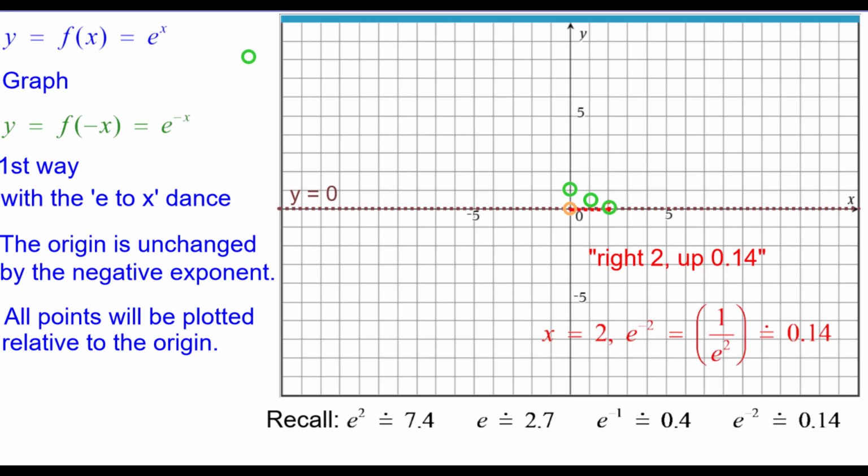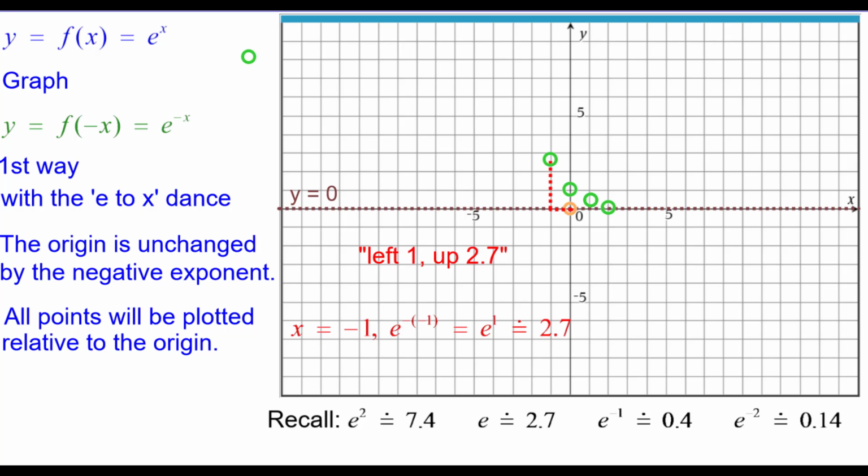X equals 2. The opposite of 2 is negative 2, so that makes that e to the negative 2, 1 over e squared, which is 0.14, a value that we just happened to memorize. Going to the left, when x is negative 1, e to the opposite of negative 1 is e to the positive 1, which is e, which is about 2.7.